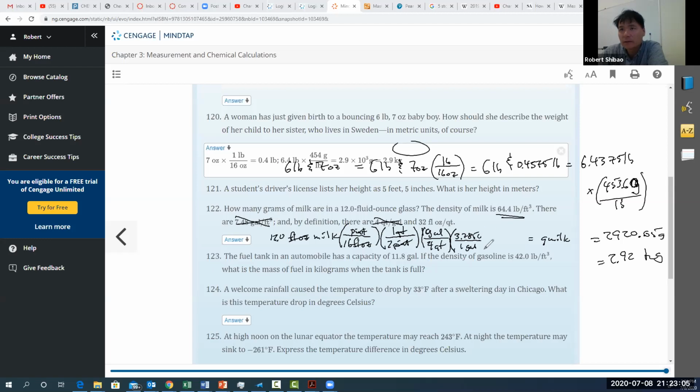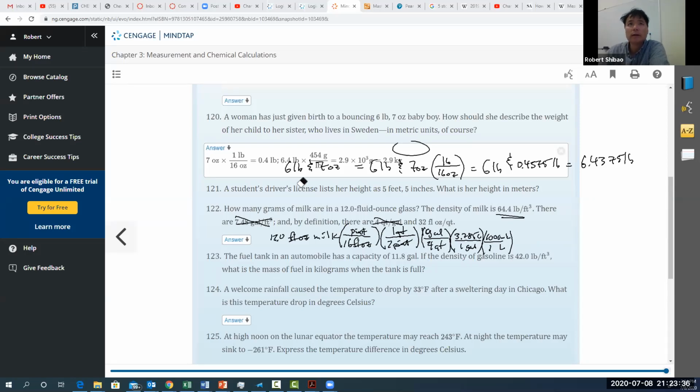3.785 liters. And then from liters, I want to get closer to cubic feet. Let's go liters to milliliters. And now this is getting closer because I can go from milliliters to cubic centimeters. So if I'm at milliliters, I'm gonna go from milliliters to cubic centimeters because we know that there's exactly 1 cubic centimeter and exactly 1 milliliter, they're the same thing.